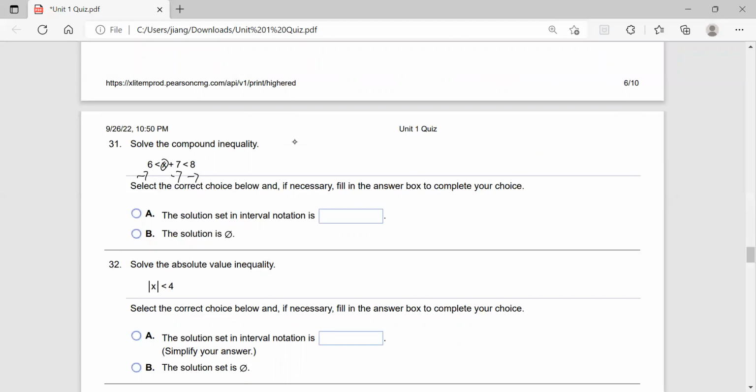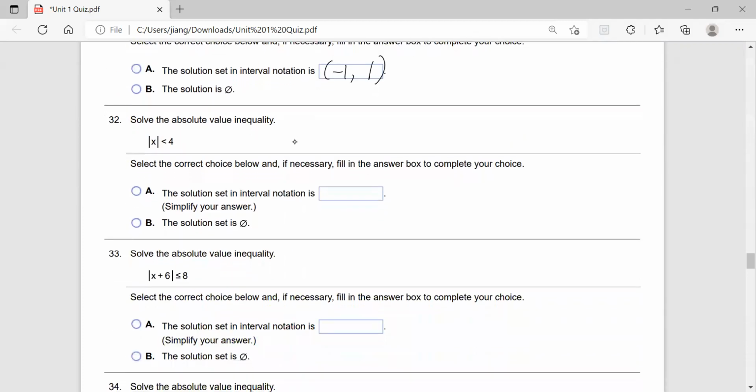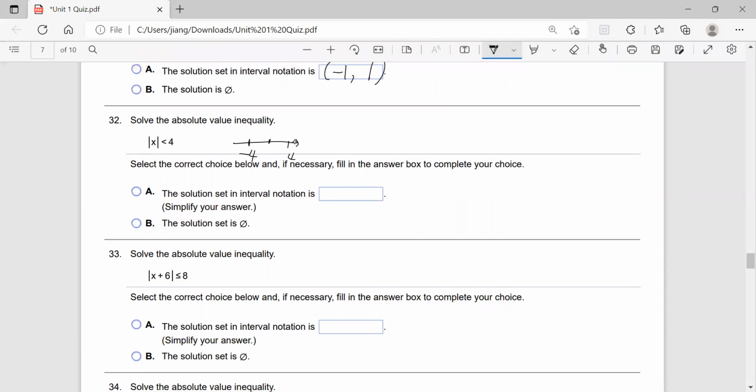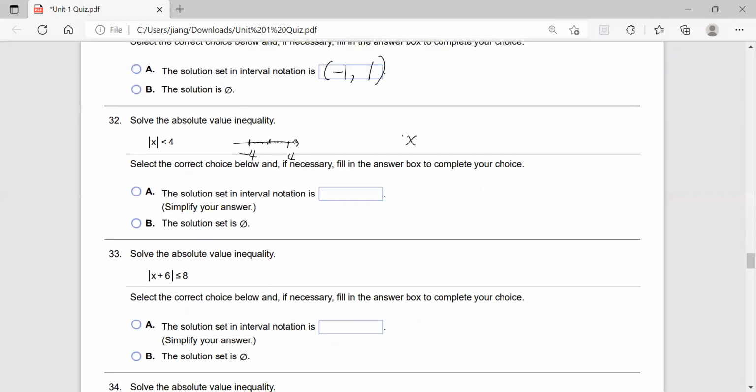So the first part is -1 less than x and less than +1. So interval notation is from -1 to +1, and we have the parentheses. So it's bounded between -1 and 1. Next one, the absolute value of x is less than 4. That means x must be between -4 and +4. So x could be any point here and here. So x is between -4 and +4. Interval notation is -4, +4, parentheses.